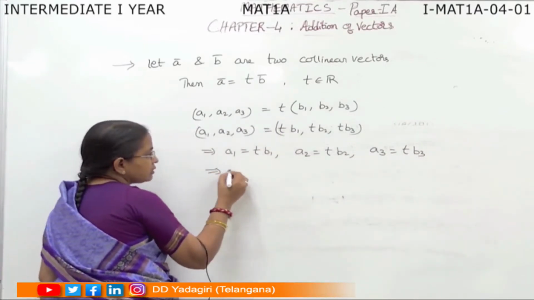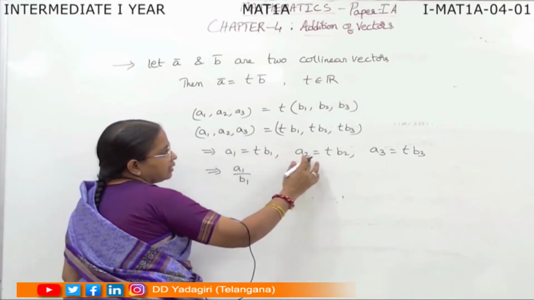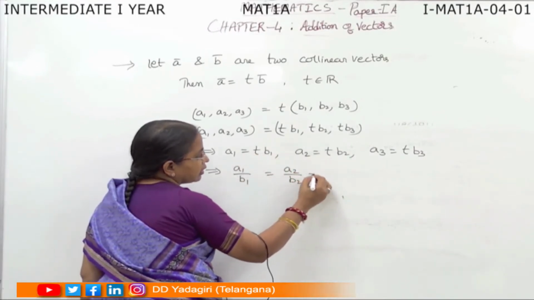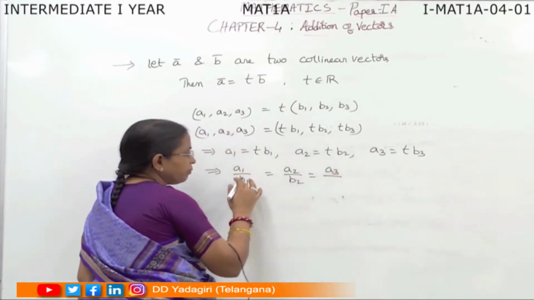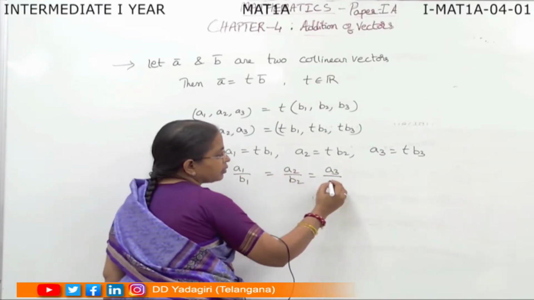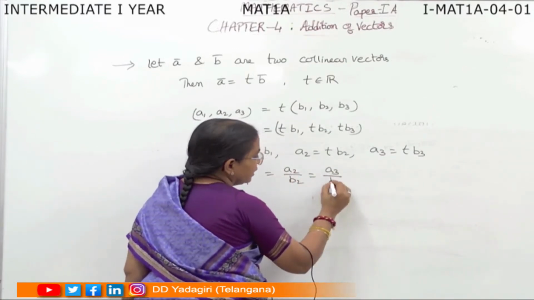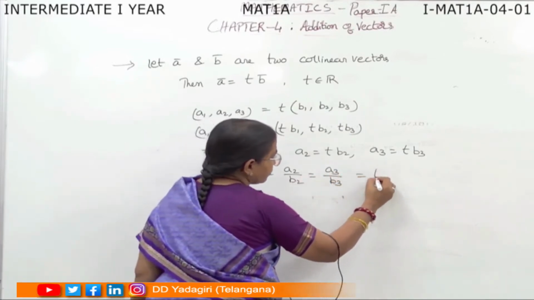Now this will imply A1 by B1 is T. In the same way, A2 by B2 is also T, and A3 by B3 is also T. So A1 by B1 is equal to A2 by B2 is equal to A3 by B3 is equal to T. So that T you can write, no problem.